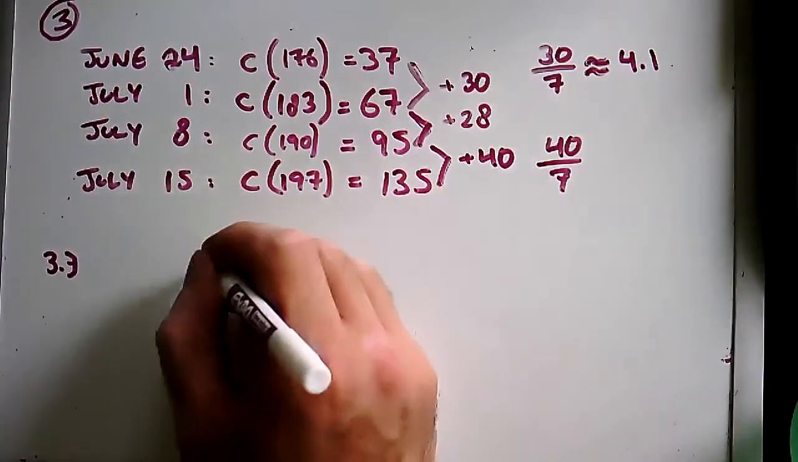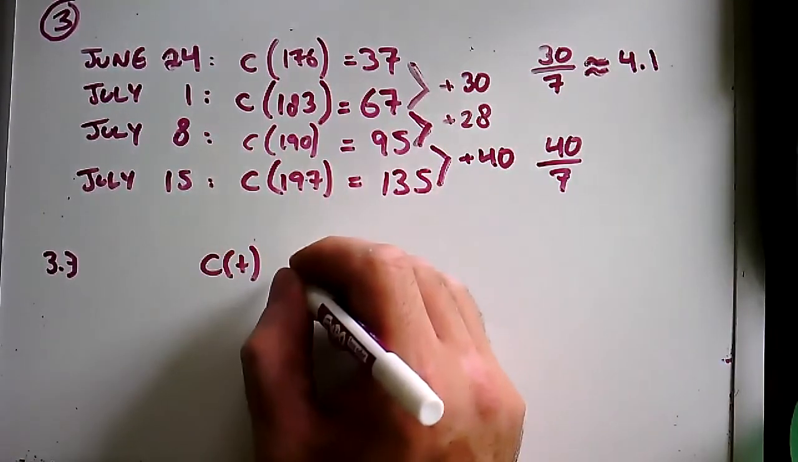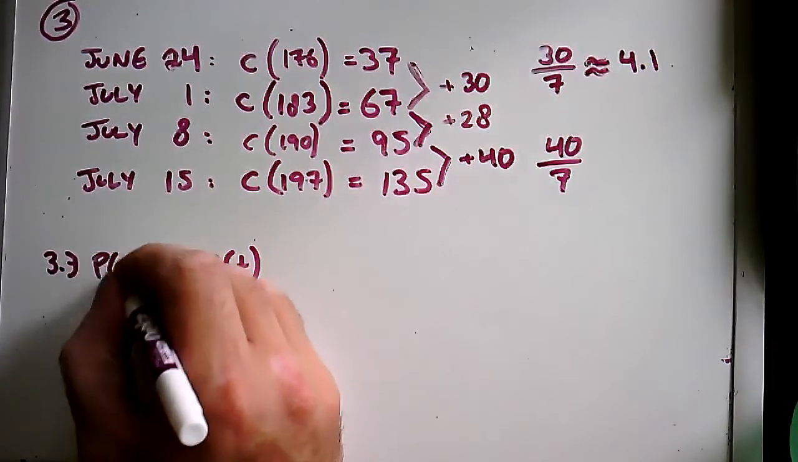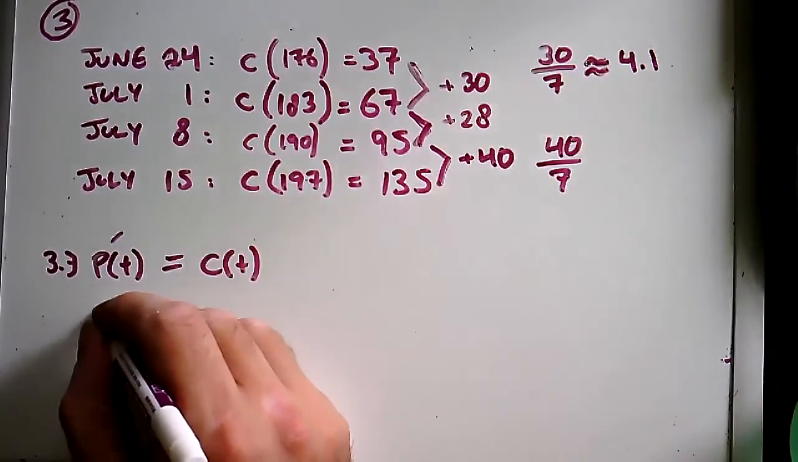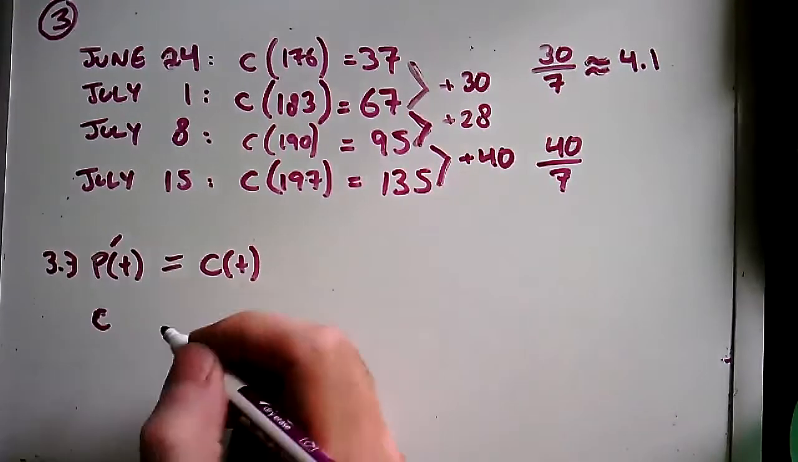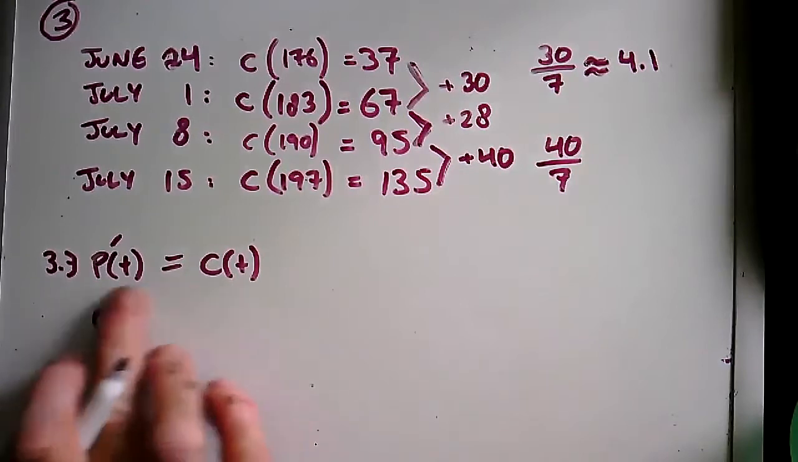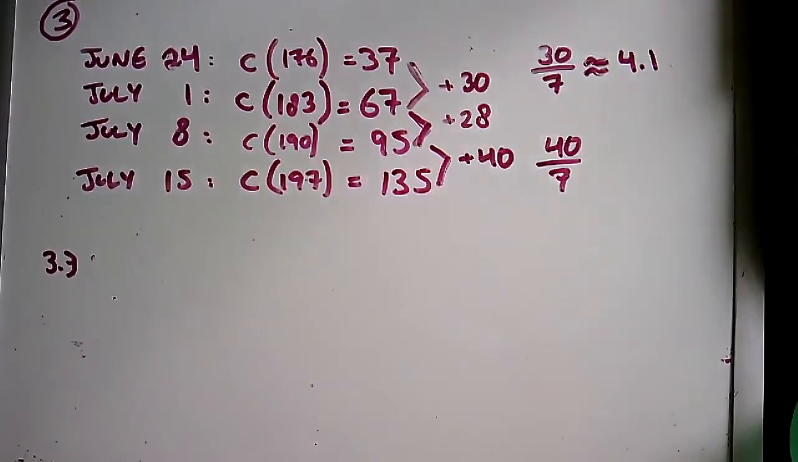So we have C of t, we have P of t. So P of t, the derivative of P is C, right? So P prime of t is C. And then C prime of t is what we just talked about in the previous problem here. So we have 3 levels of derivatives. We have P of t, we have C, and we have C prime. So what does P of t represent?